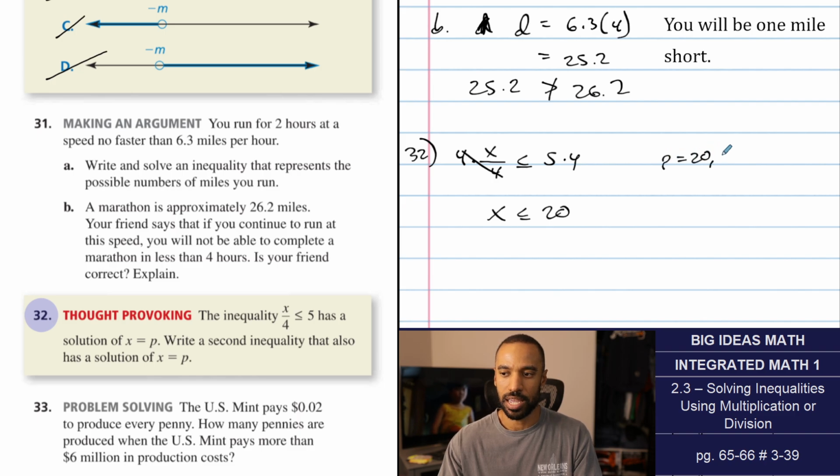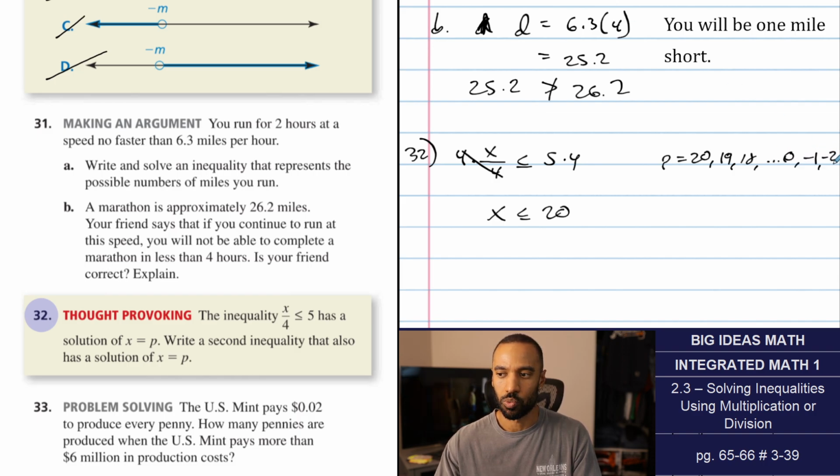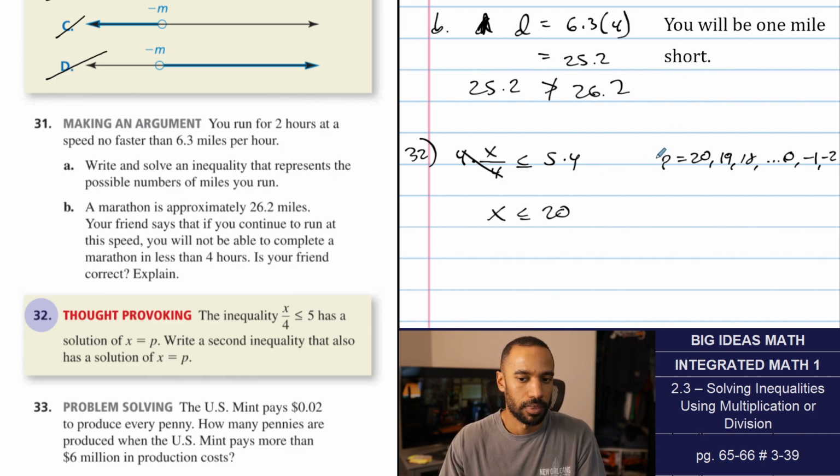P could be 20, 19, 18, etc. Can go down to 0, -1, -2. It doesn't have to be integers. But I have to come up with my own inequality that would have any of these values as well. So let's say p was, I guess, because, what?